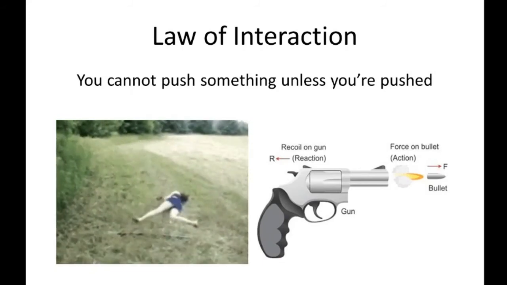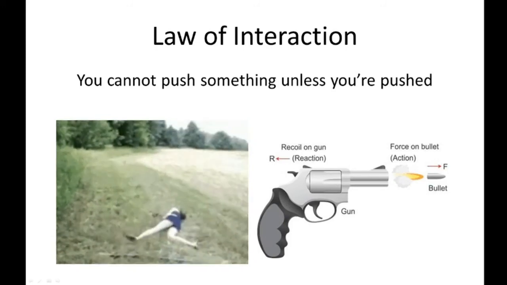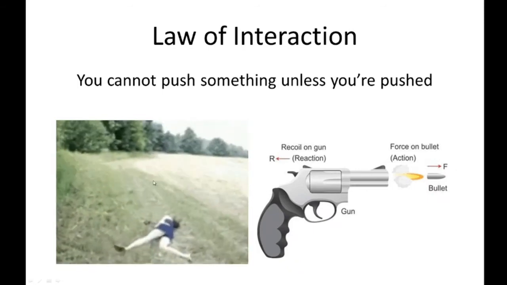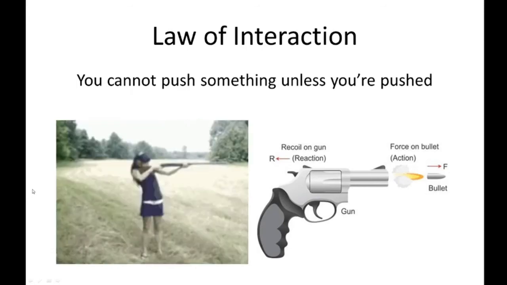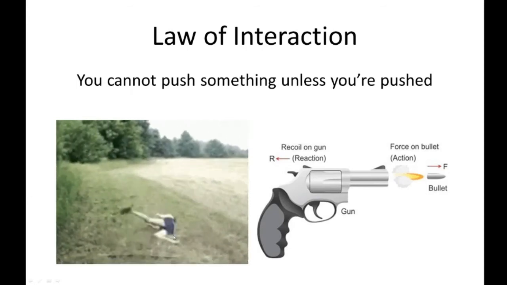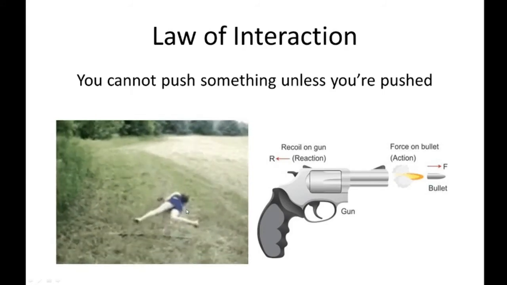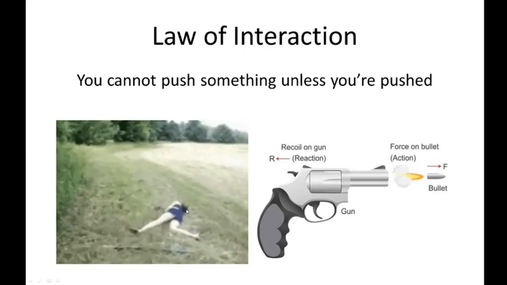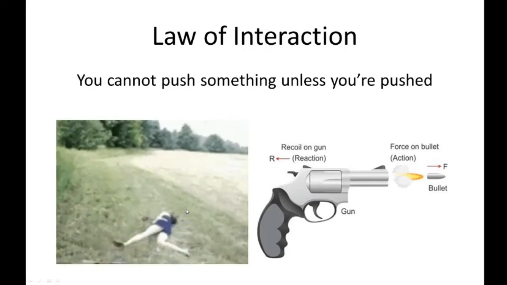The bullet is being pushed by the gun out of the barrel. In return, the bullet is also pushing the gun, along with the person holding the gun, in the opposite direction. So that's why you could see that the girl was moved in the opposite direction. Again, the bullet is being pushed to the right, then the gun along with the person was being pushed to the left.